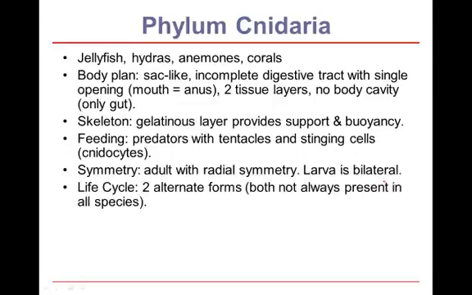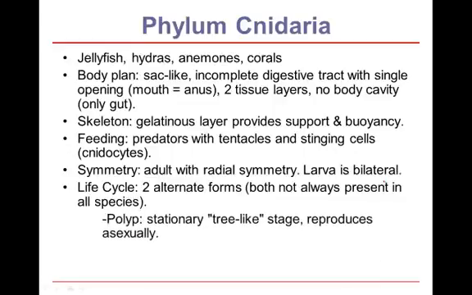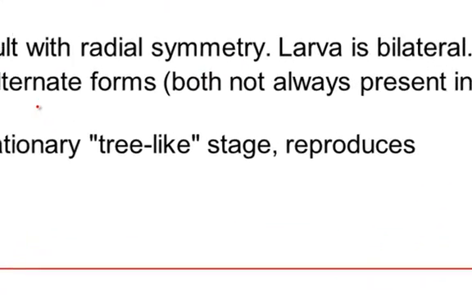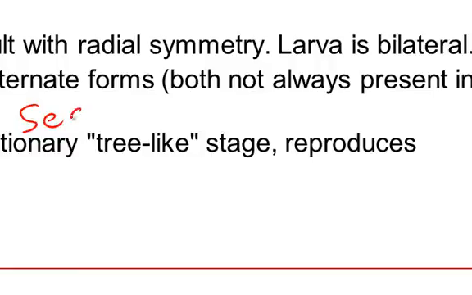Now, in the life cycle, there are two alternate forms. The polyp, which is stationary, and it kind of looks tree-like because the branches are the tentacles of stinging cells, and so it is stationary. Sessile would be the word that we would use to describe that. S-E-S-S-I-L-E is the same thing as stationary. And of course the sessile polyp reproduces asexually.